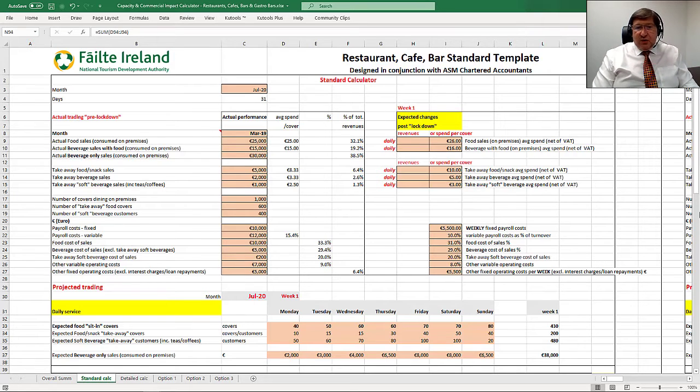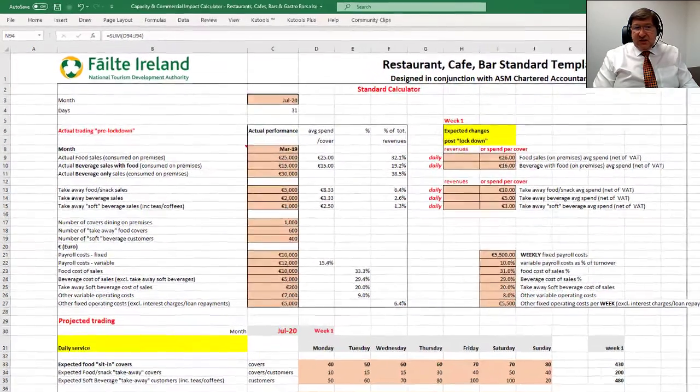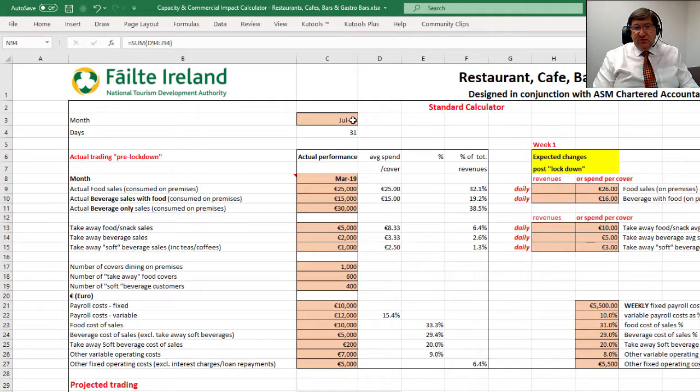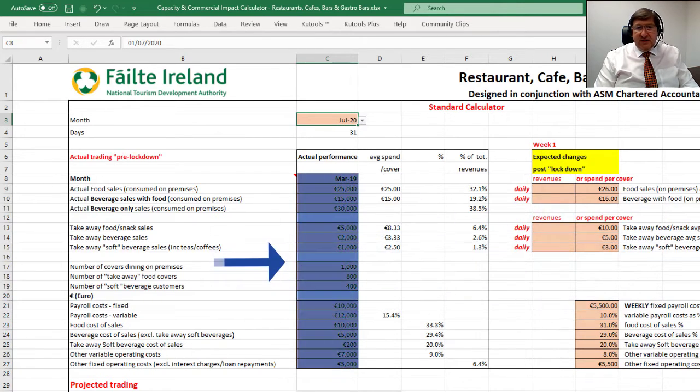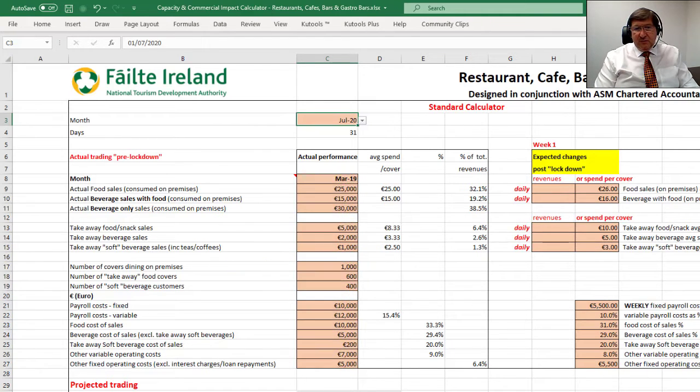The cells highlighted in orange color are those that require you to enter data. To start, enter the month that you want to produce trading projections for by making your selection from the drop-down menu. Next, enter information from a typical trading month prior to lockdown in this area of the sheet. This may be used to apply ratios to your trading estimates if other information required is not entered in full.